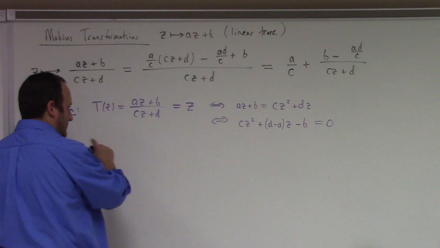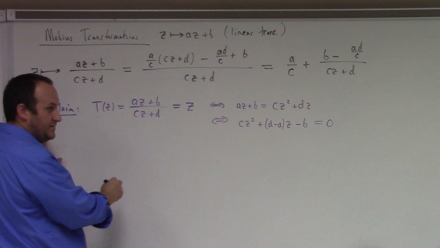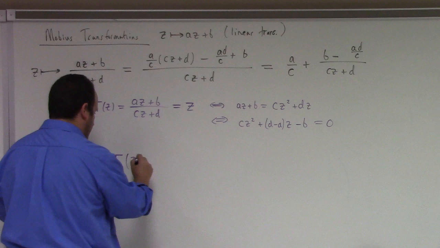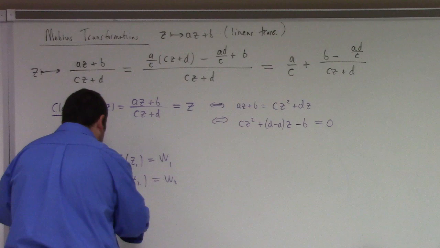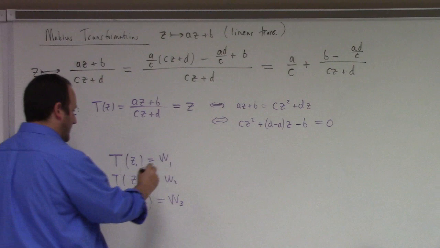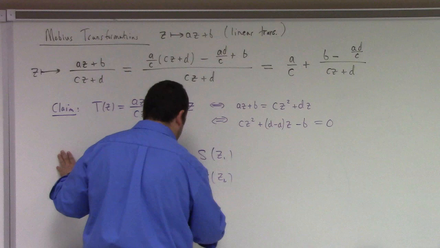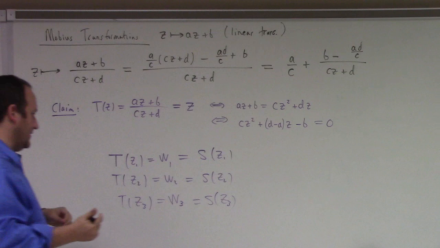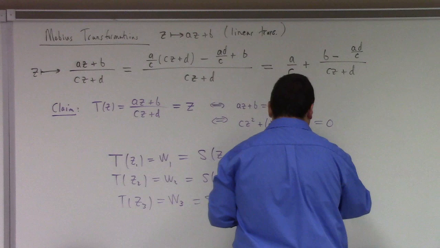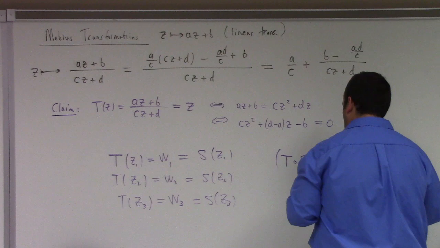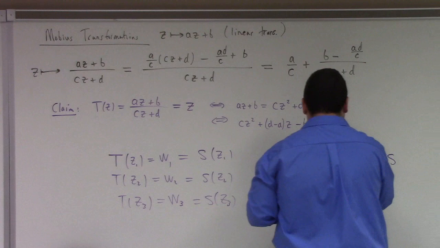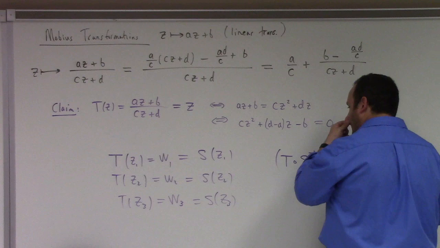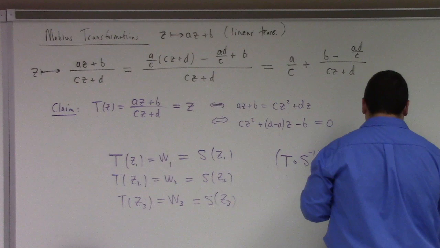So if we had two Mobius transformations, right? And if you had T of Z1 equal to W1, T of Z2 equal to W2, T of Z3 equals W3, and there was another Mobius transformation that did the same. So suppose you have two Mobius transformations, both of which map to the same triple of points. Then if you look at T composed with S inverse, what does it do? Of W1, rather. Then what's S inverse of W1? It's Z1, yeah? Which is?